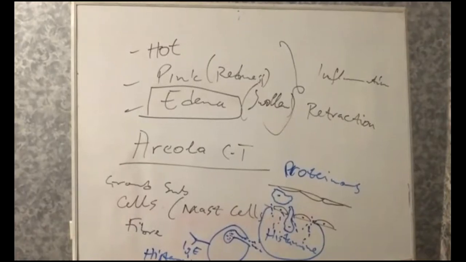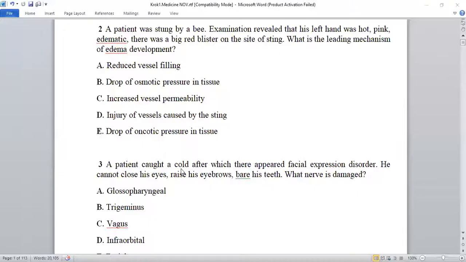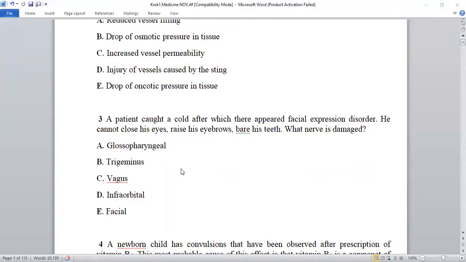All right, so let's move on to the next question. Okay, Daphne, can you please read that question for us? So this question, the answer was increase in vessel permeability.